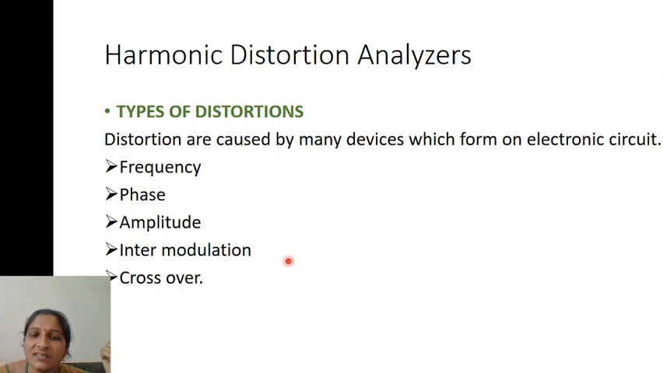Crossover means that a sine wave crosses at the interval pi. From the positive half to the negative half, it crosses at pi. At that crossing time, you get distortion. That is called crossover distortion. These are the different types of distortions, and harmonic distortion analyzers are used to measure the amount of distortion happening in the signal.